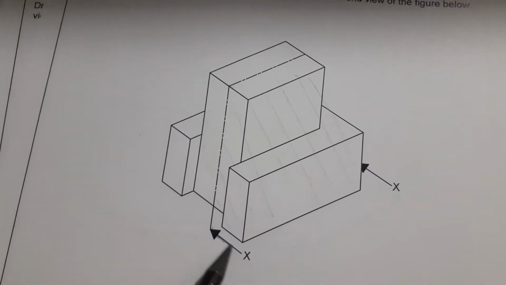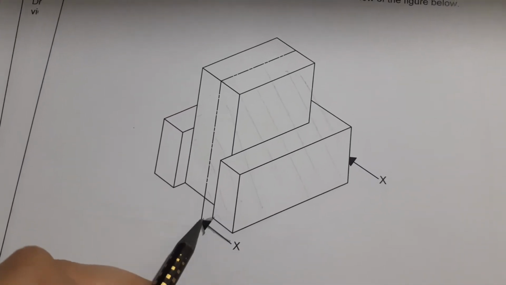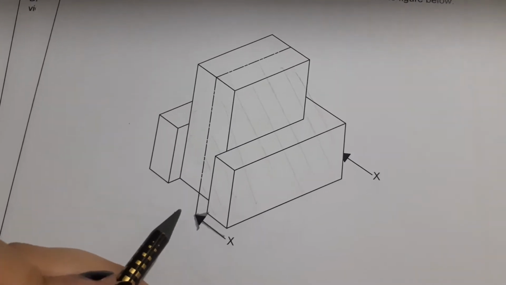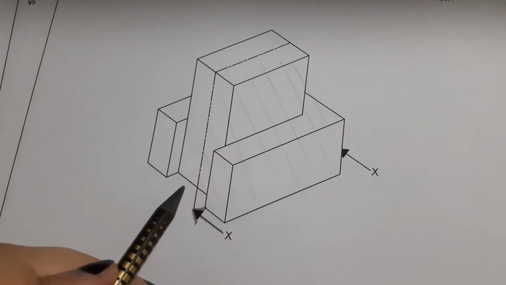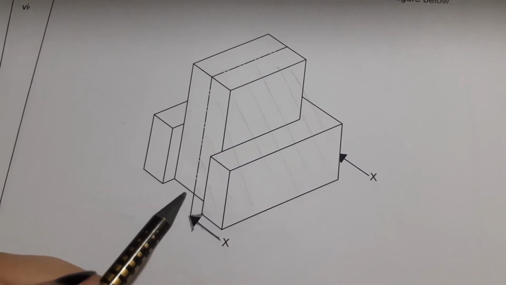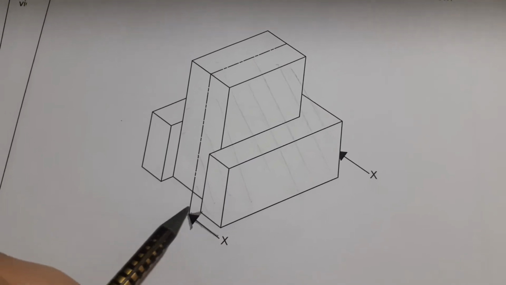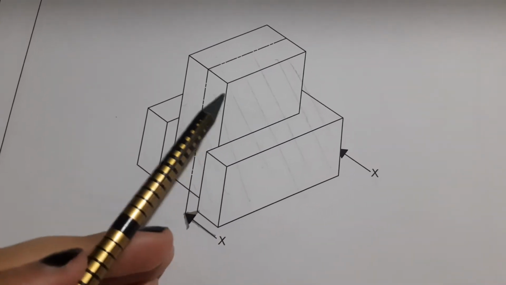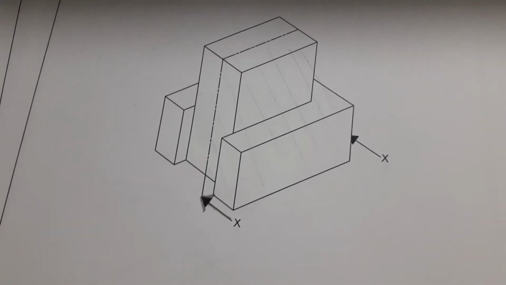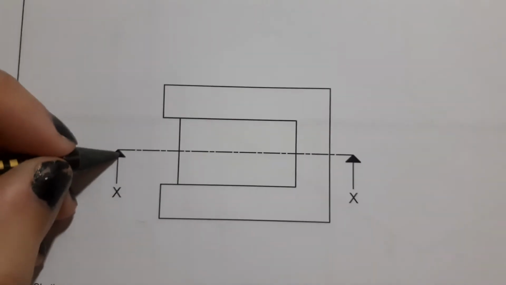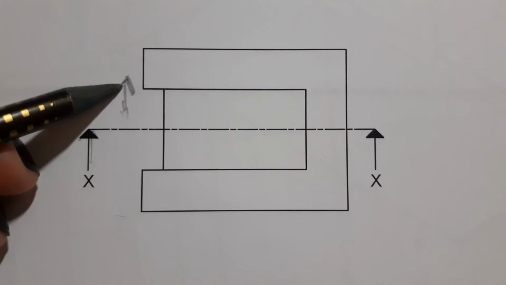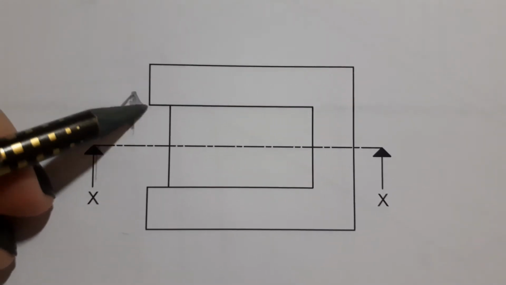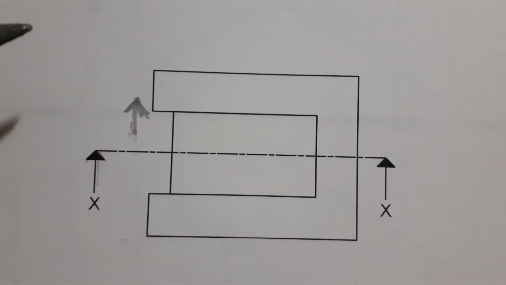Because the arrows are indicating towards the left, and depending on where the arrows are indicating, that's the part that I'm gonna save. So these arrows, as shown on this figure, are on the plan. The arrows are indicating towards this side, so it means that this side is the side I'm gonna save.